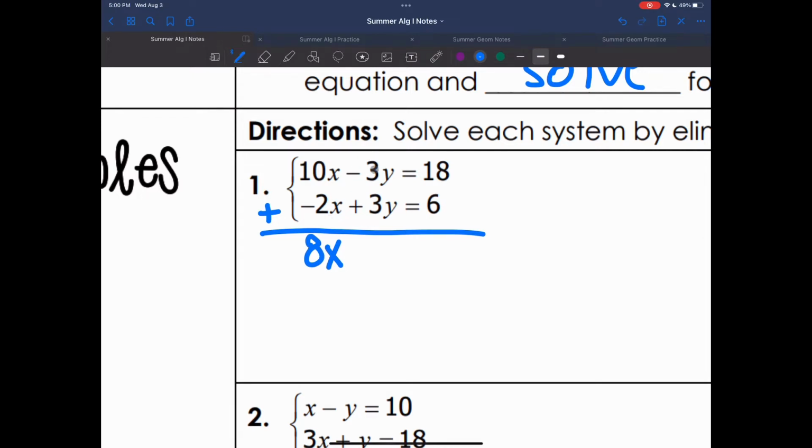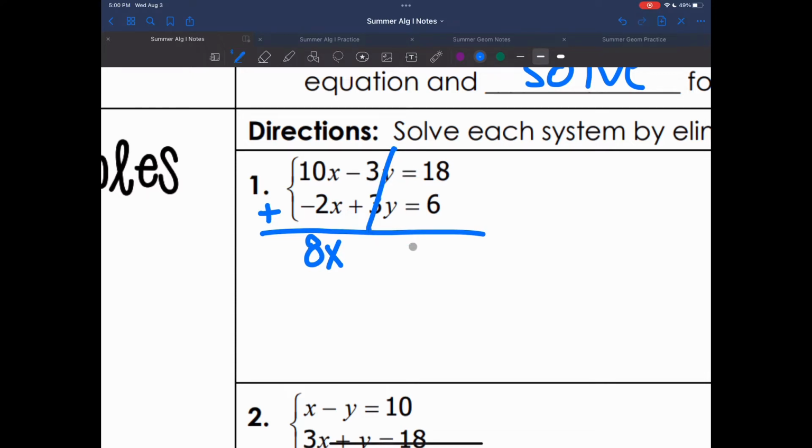And then look what happens right here. We're going to do negative 3y plus a positive 3y. Negative 3 plus 3, that's just 0. So those cancel out, aka get eliminated, which is why it's called the elimination method. This is what you want to happen. So let me draw a line through that. Eliminated, so I'm not even going to write 0. I'm not going to write anything under. I'm just going to cancel them out.